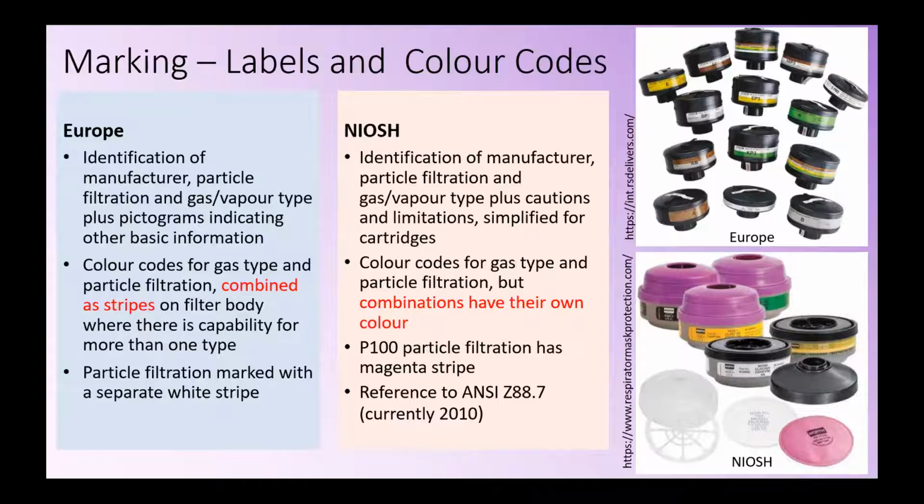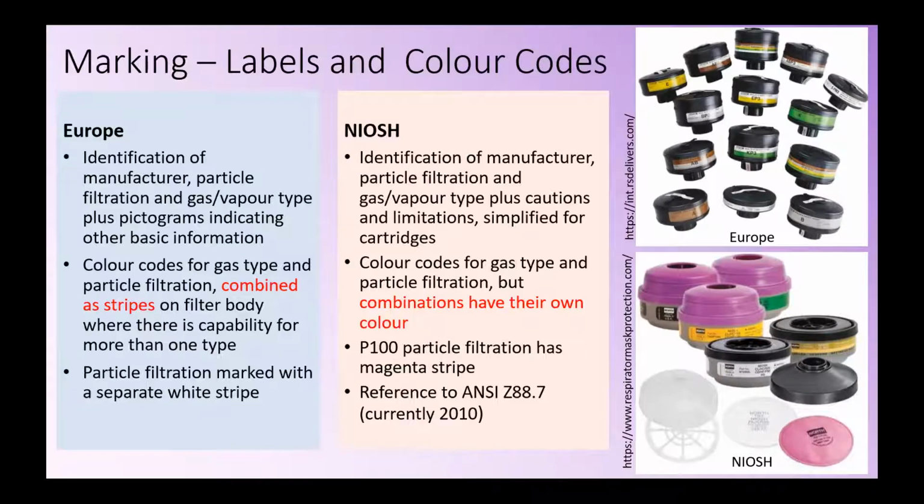In Europe, the main types of filter have their own colors, and when you have combinations, say an organic vapor and an acid gas type of filter, you then have stripes. The top picture on the right shows a very nice range of filters that have, in some cases, stripes representing the combined capability. In NIOSH, again, there are color codes. Actually, they draw on another standard, an American ANSI standard, that defines those, but combinations have their own. So organic vapor is black, acid gas is white, but an organic vapor acid gas filter is in fact a yellow label. So you have to refer to those uniquely. And NIOSH has a default other gas color, which is olive.